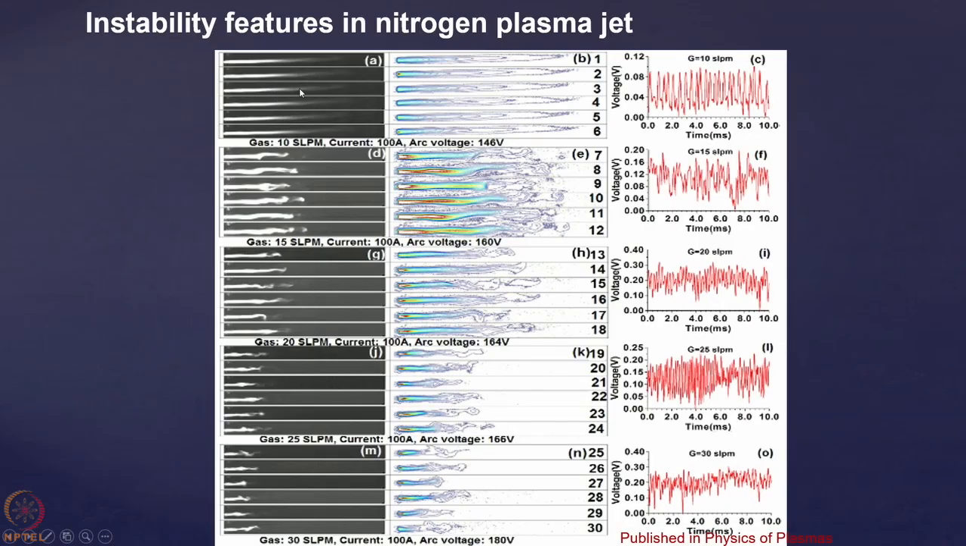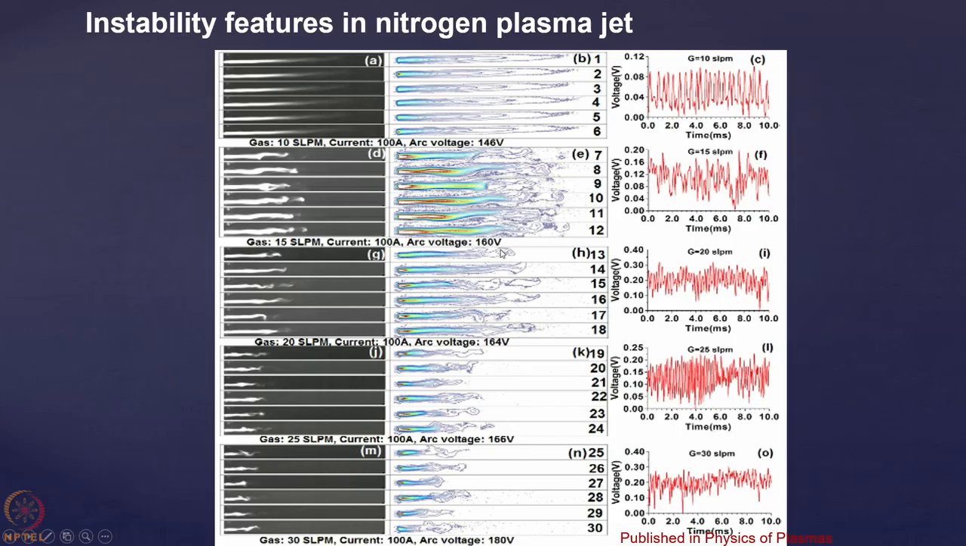Now here what you are seeing, you see that you are getting almost a very laminar kind of jet at 10 liter per minute, and the jet is quite long, but it does not have that high temperature. It has a high temperature only near the exit point. But as you increase the flow to 15 liter per minute, the voltage changes from 146 to 160 volt.